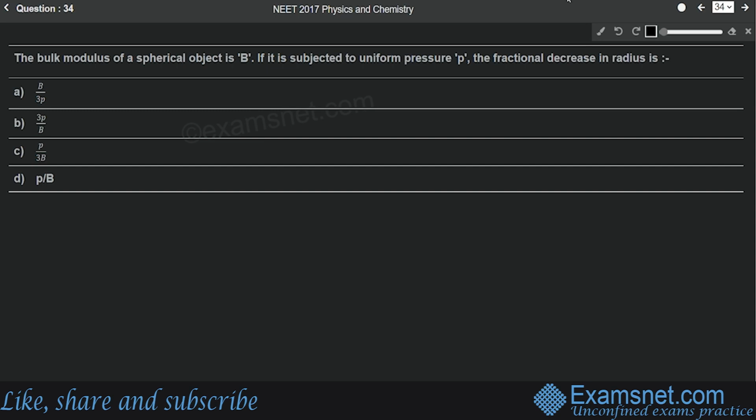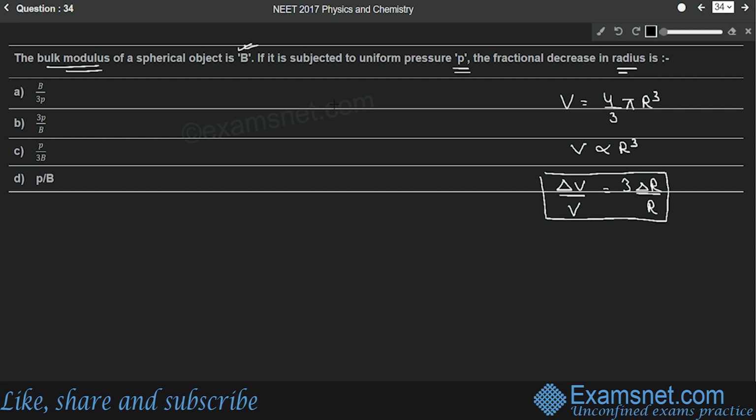Question number 34 is from the chapter Mechanical Properties of Solids. The question is: the bulk modulus of a spherical object is B. If it is subjected to uniform pressure P, the fractional decrease in radius is. See, it is a spherical object, so we know that the volume of a spherical object is 4 by 3 pi r cube. That means volume is proportional to r cube, that is the third power of radius. So what will be delta V by V? It will be equal to 3 delta R by R. So this you have to keep in mind.